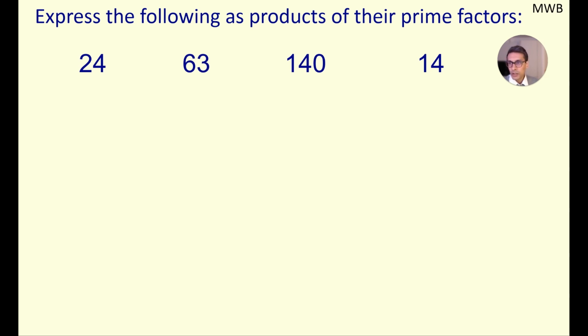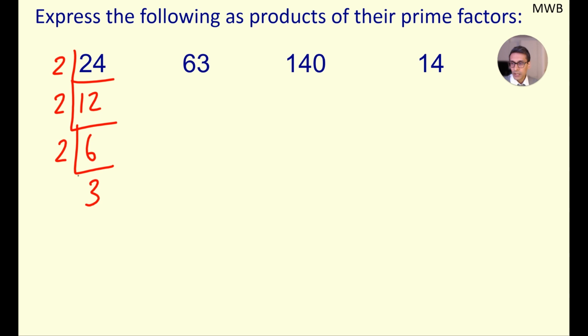Okay, so question 1, divide by 2 is 12. Divide by 2 is 6, divide by 2 is 3, divide by 3 is 1, so this would be 2 to the power 3 times 3.